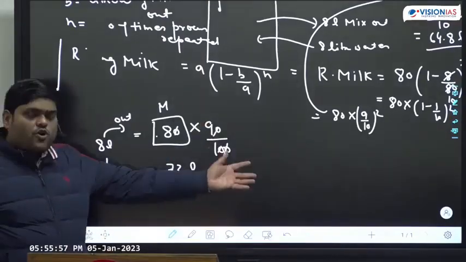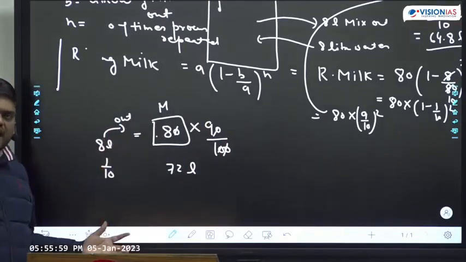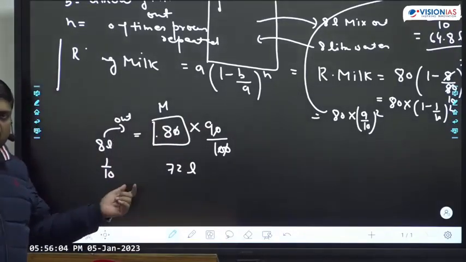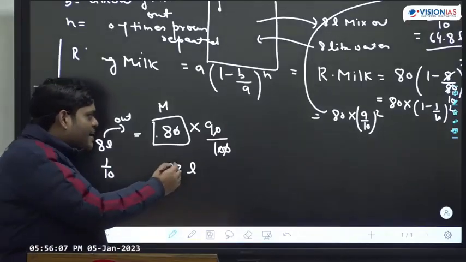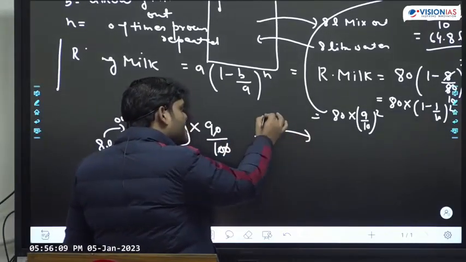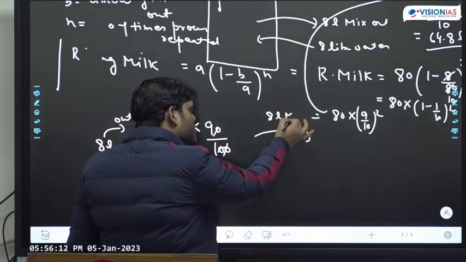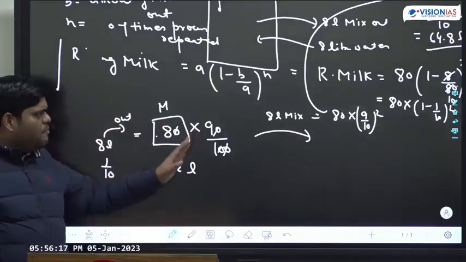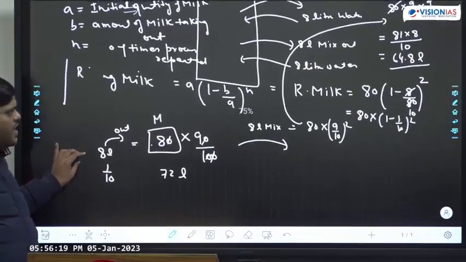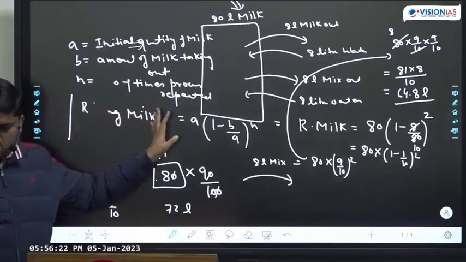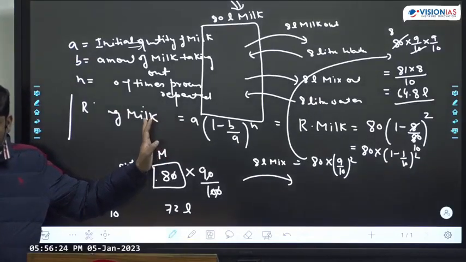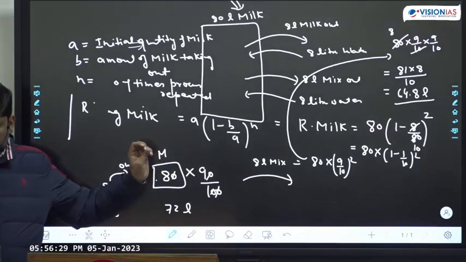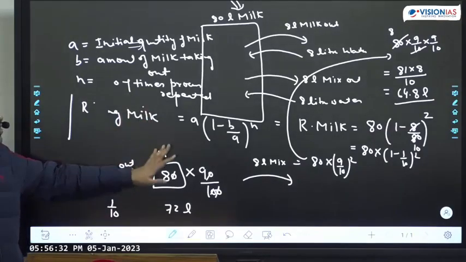If you check the ratio again, they will be in the same ratio, like one part will be milk. Next time, second time, when you take the 8 liter of mixture out, okay, let me make the whole diagram again, so that I hope the formula is clear to everyone.